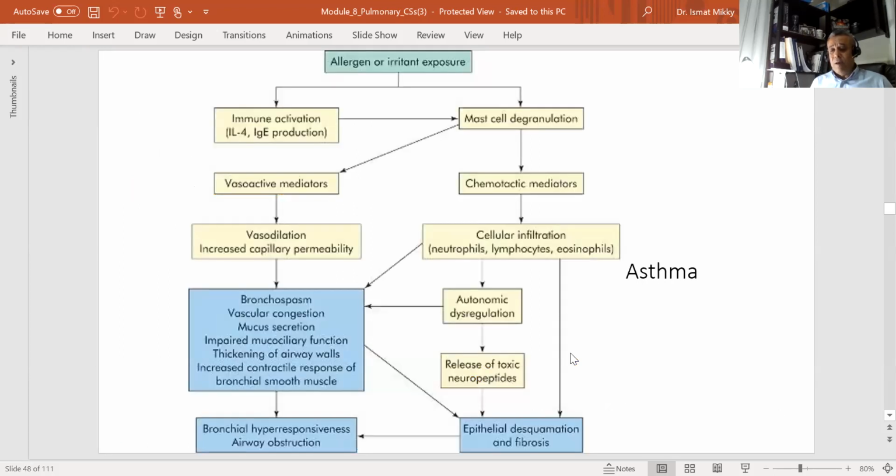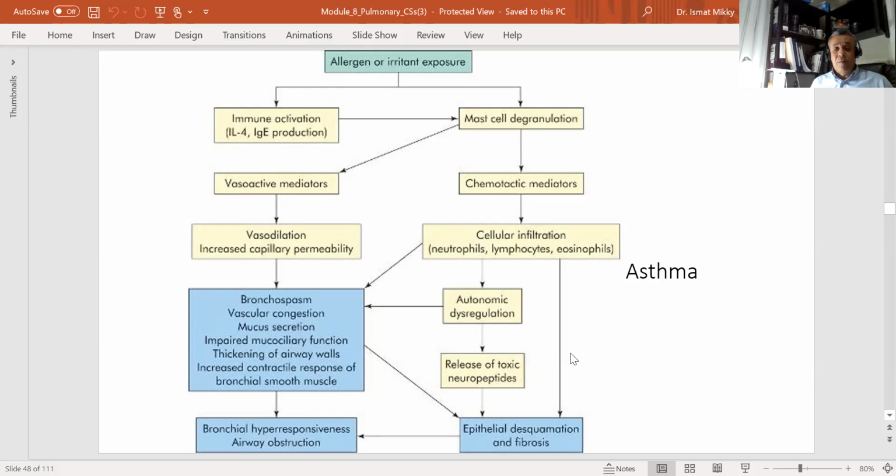So asthma, when we describe the pathophysiology of asthma, we'll start from the allergen or the exposure to the irritant or to the allergen that will trigger the immune activation, mast cell degranulation, and then the chemotactic factors, especially the histamine, and then that will result in vasoactive mediators to be released, and then we have all the manifestations of the asthma: bronchospasm, secretions, the narrowing of the airways, the thickening of the airway wall.